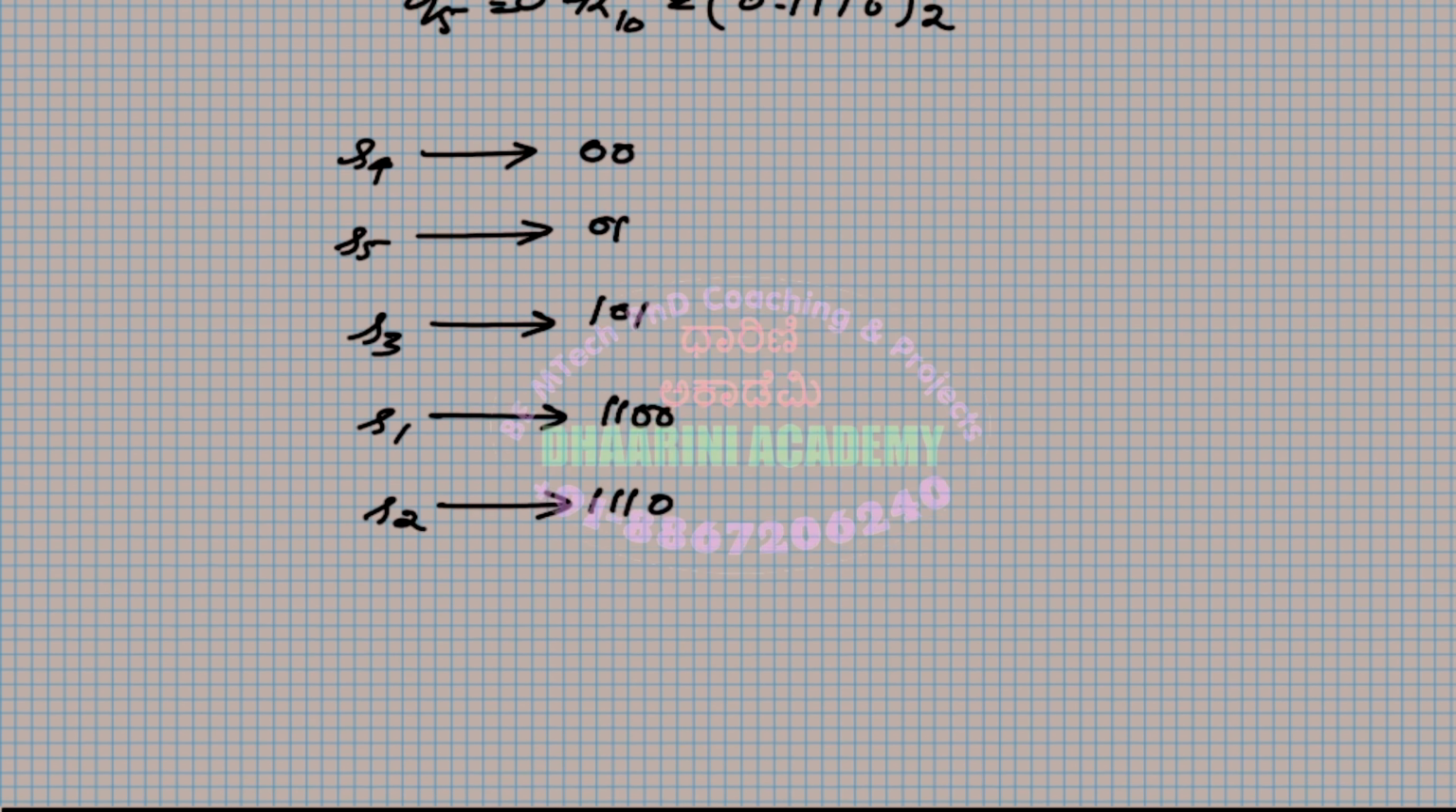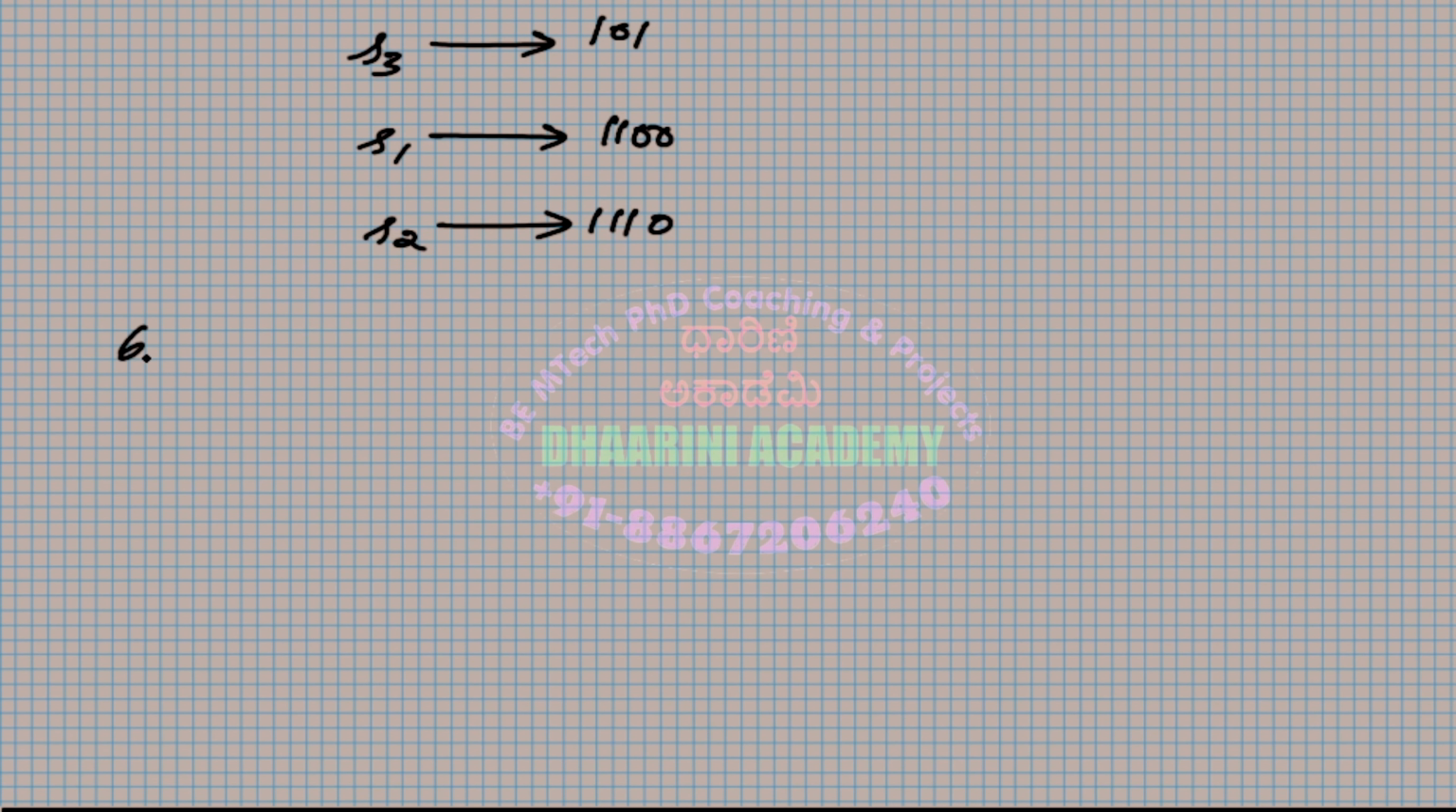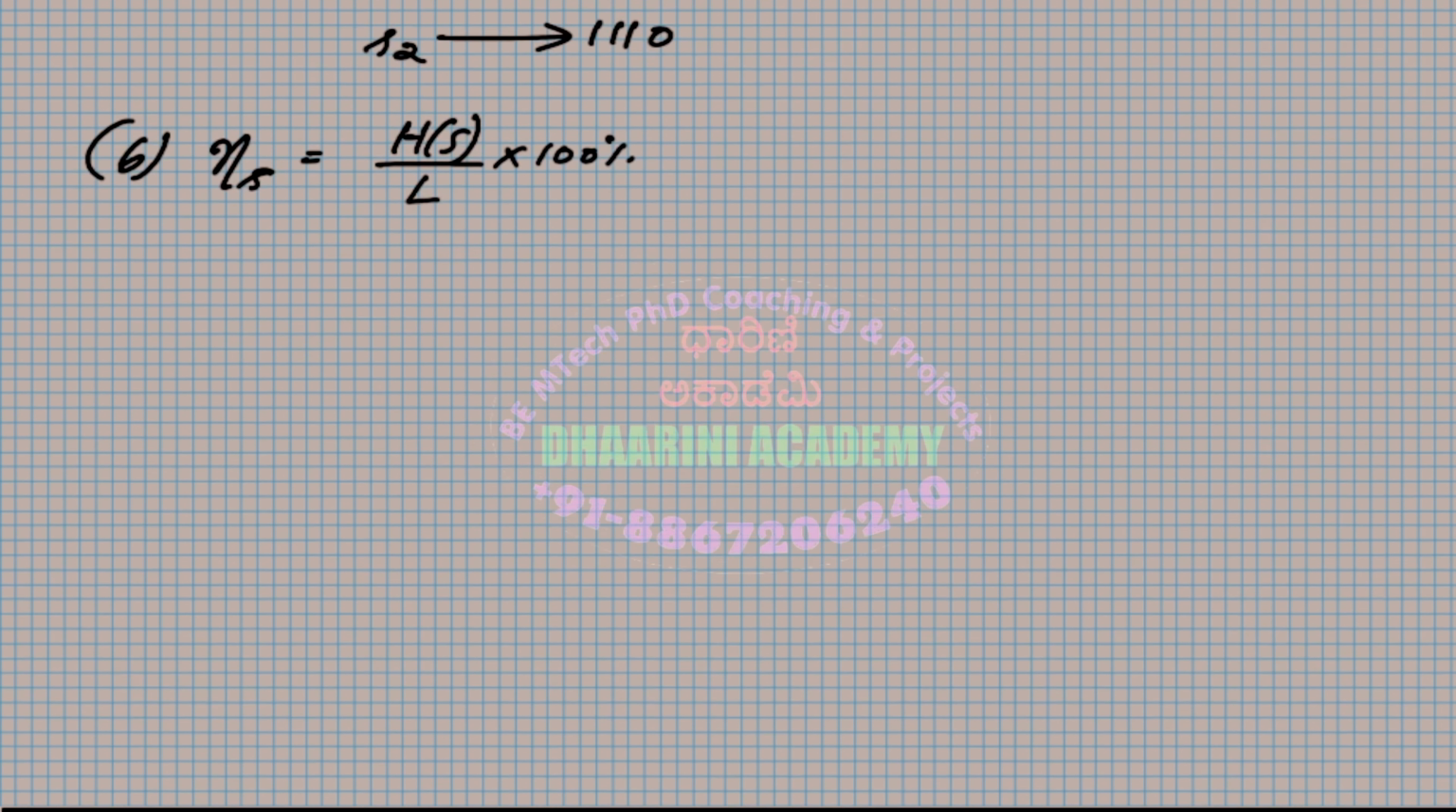Now we need to calculate the efficiency and the redundancy. That is part B. I know that the efficiency eta is equal to H(S) divided by the average length, into 100%. So this is what I need to calculate. First let us calculate H(S), right? H(S) is the summation of pi log to the base 2 of 1 by pi. So for all the symbols, let's do this.